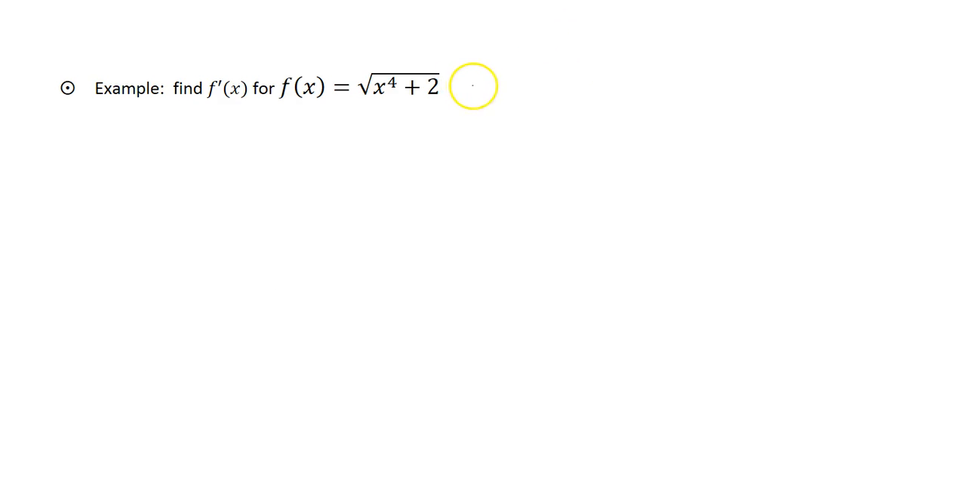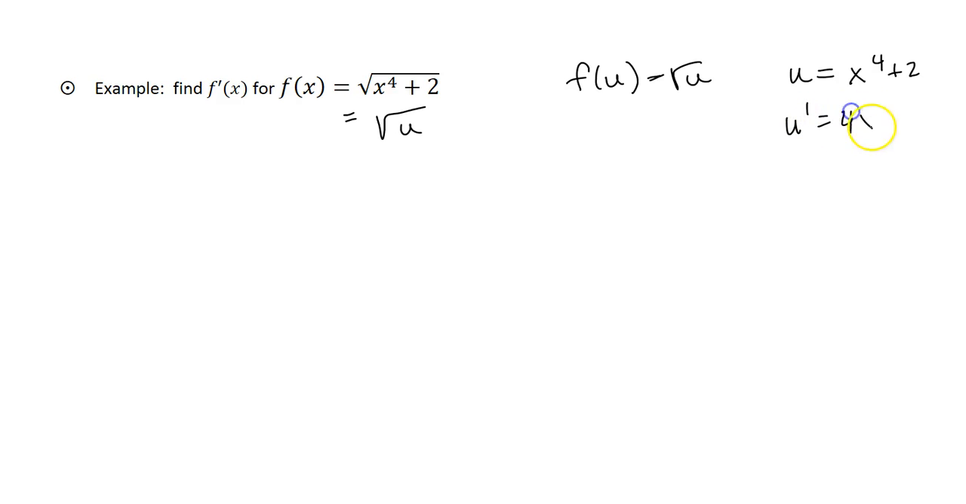Now in this example, the outermost thing that's happening here is that we're taking the square root of something. So we're going to let f of u be equal to the square root of u, and we're going to let u be equal to x to the fourth plus 2. So u prime here would be 4x cubed, and we want to take the derivative of that.